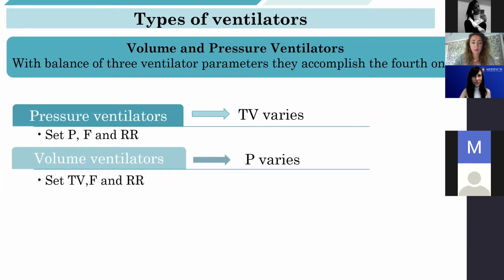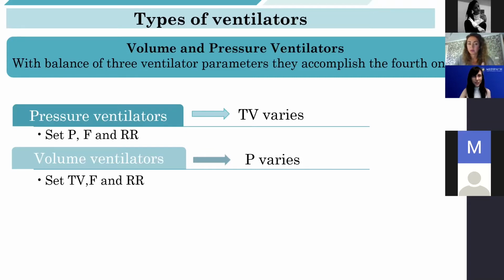We have 2 types of ventilators in use today: pressure ventilators and volume ventilators. Pressure ventilators are controlled via the pressure. That means we are setting the pressure, and depending on the patient's lung condition, like compliance and resistance, a certain tidal volume will be achieved. This is not good in clinical settings because it requires the constant presence of a medical specialist due to the changes of tidal volume according to the lung condition.